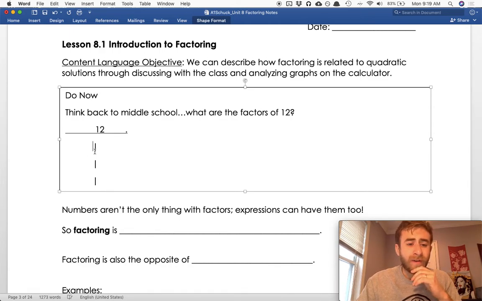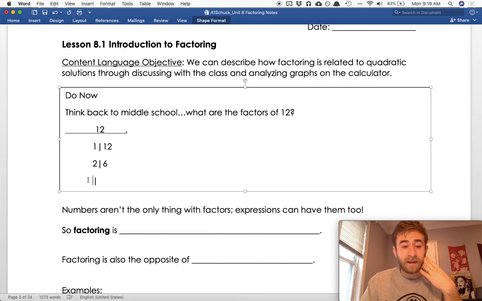So the factors of 12, I like to start with 1, and I think, what can 1 multiply by so that it equals 12? And I know that 1 times 12 will multiply to make 12. So those are my first two factors of 12, 1 and 12. And then I move on to 2, and I say, all right, 2 times what will get me to 12? And I know that 2 times 6 makes 12.